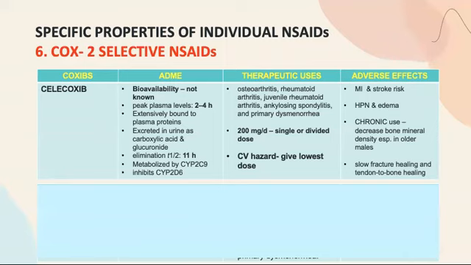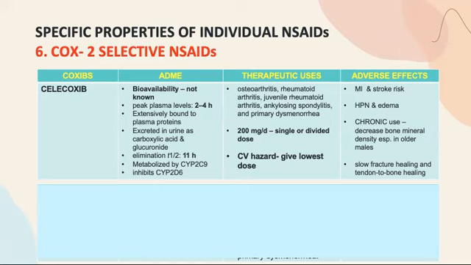Another type is the COX-2 selective NSAIDs. An example is celecoxib. The bioavailability of oral celecoxib is not known. The peak plasma levels occur at 2 to 4 hours after administration, and it is bound extensively to plasma proteins. Most is excreted as carboxylic acid and glucuronide metabolites in the urine and feces. The elimination half-life is about 11 hours. The drug commonly is given once or twice daily during chronic treatment. Celecoxib is metabolized predominantly by CYP2C9 and inhibits CYP2D6.